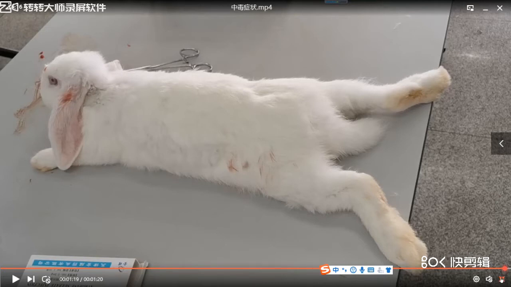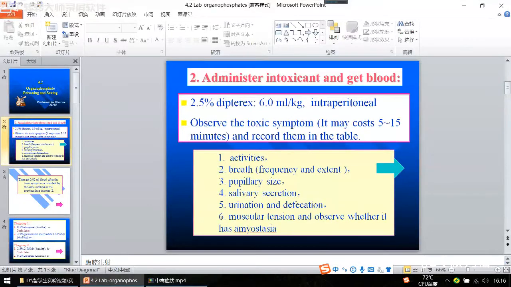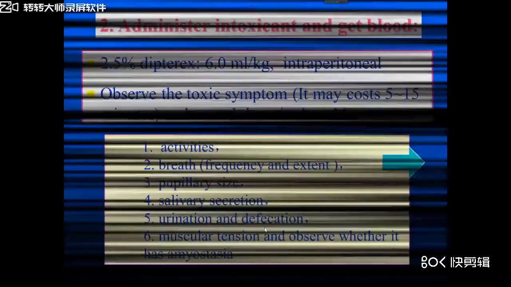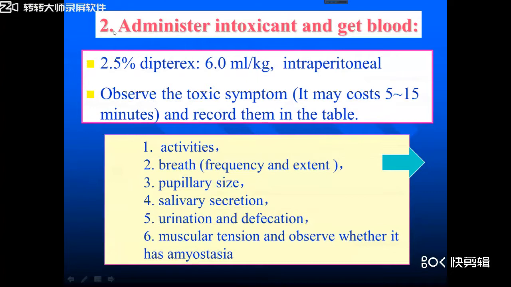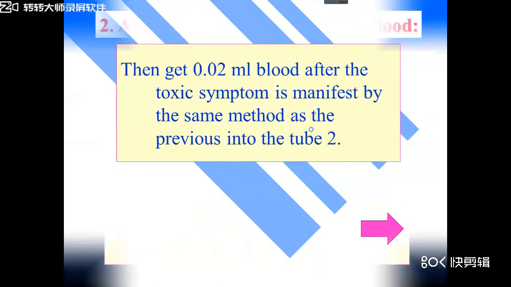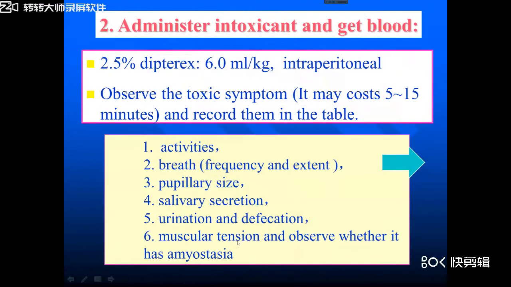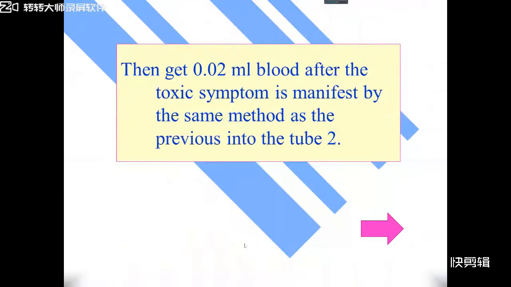The last symptoms. Okay, let's continue the lab. That's now the second step of this experiment. We administer dipterex and then observe the symptoms, and we also observe increased muscular tension, fasciculation, and amyostasia. Okay. Before we save the life, we should take the blood again.